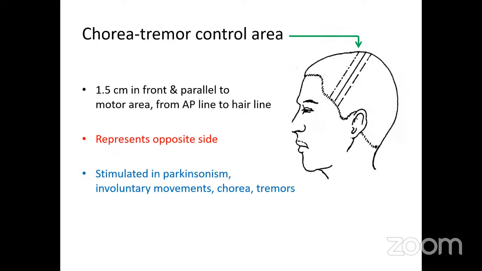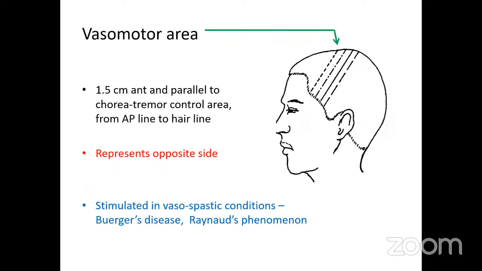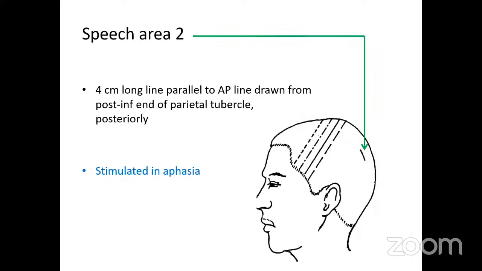Again, opposite side. Then there is one more area, which is the vasomotor area, which is again 1.5 centimeters anterior and parallel to the tremor area. Okay. Vasomotor areas are used for vasospastic conditions, Raynaud's phenomenon or Buerger's disease. Again, opposite side, not the same side. Now, speech area. We told you motor area, lowest 2/5, that is also known as speech area 1. Motor area for head and neck area, which includes the tongue, that is called the speech area 1.